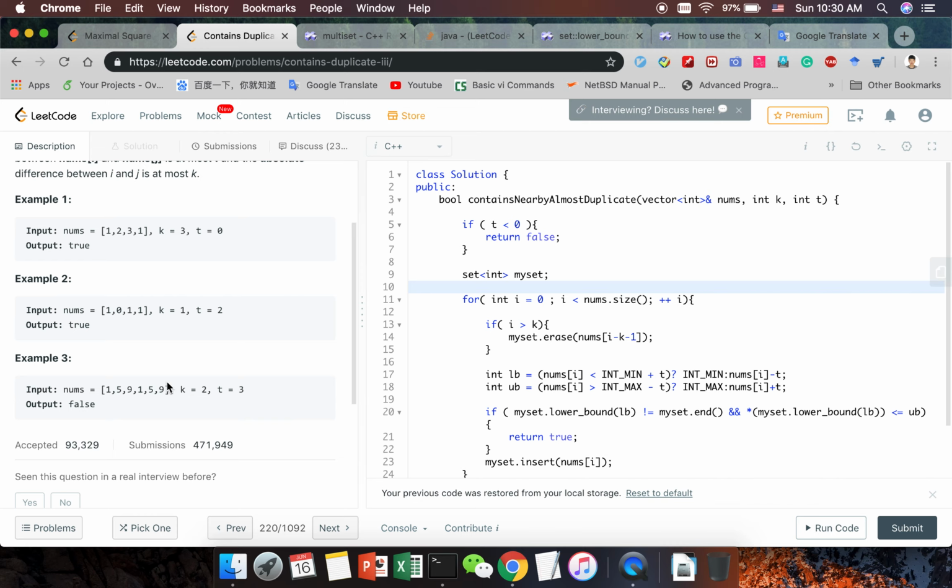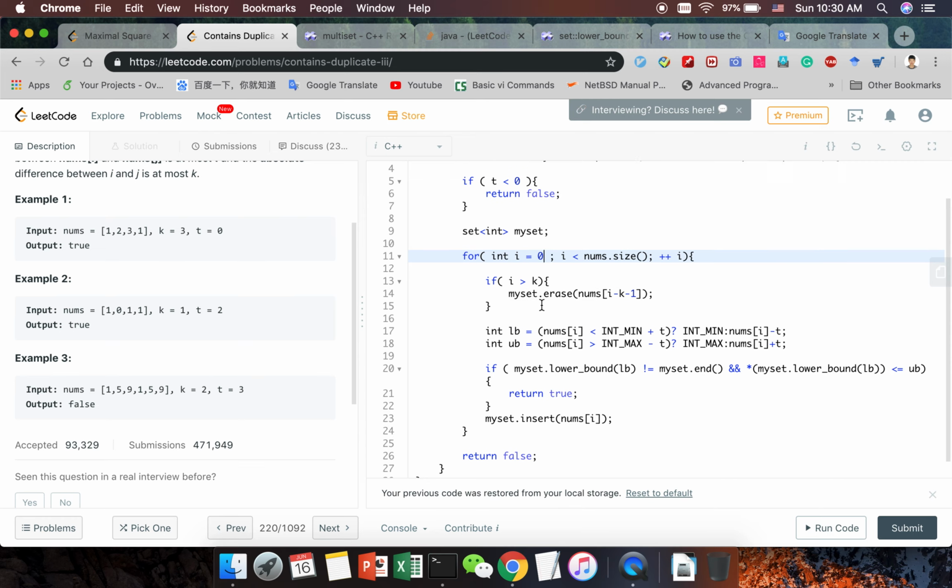But this naive solution is quite expensive, because moving the window forward needs O(n) complexity, and comparing the pairs of values in this window needs k squared complexity. So in order to reduce this complexity, we can use a set when we look at the pairs of values in the window.